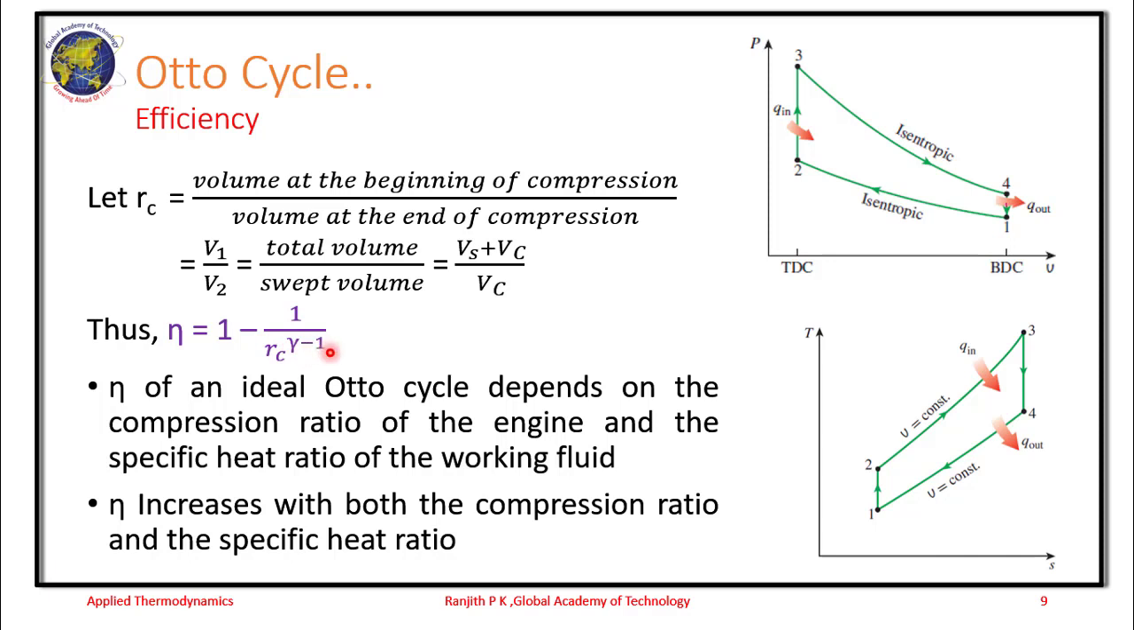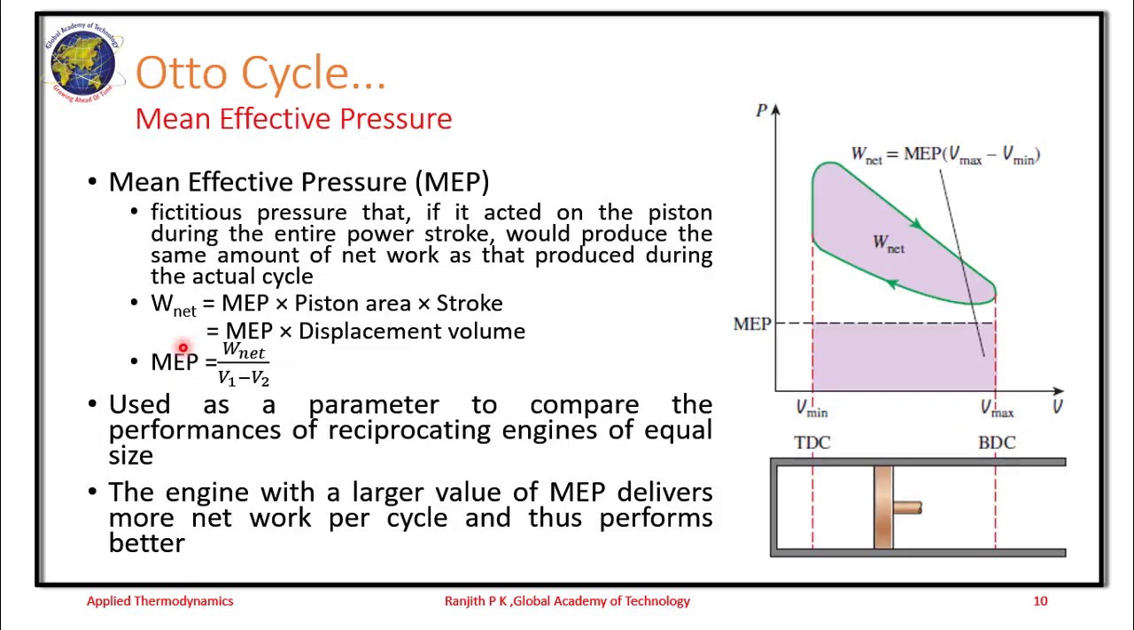A quick look at the expression for efficiency tells us that the efficiency of the ideal Otto cycle depends on two factors. One, the compression ratio Rc, and second, gamma, the specific heat ratio of the working fluid. So, essentially, the efficiency increases when the compression ratio and or the specific heat ratio is increased. So, as we increase gamma, the efficiency increases. As we increase Rc, the efficiency also tends to increase.